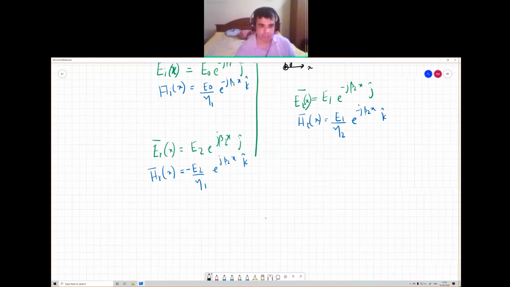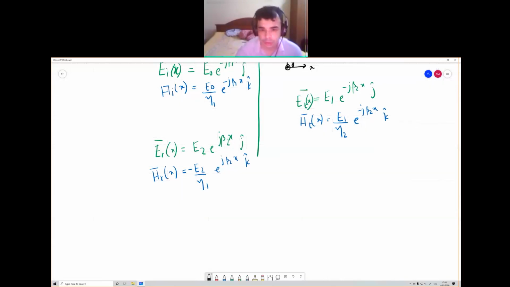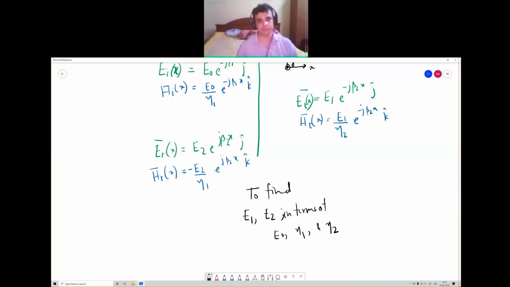Now our target is to find E1, E2 in terms of E0, beta1 and beta2. So we have seen four properties: the tangential components of the fields are continuous, and the normal components of the flux density are continuous. We assume that on the surface there is no charge. So we can easily apply Dn1 equal to Dn2.